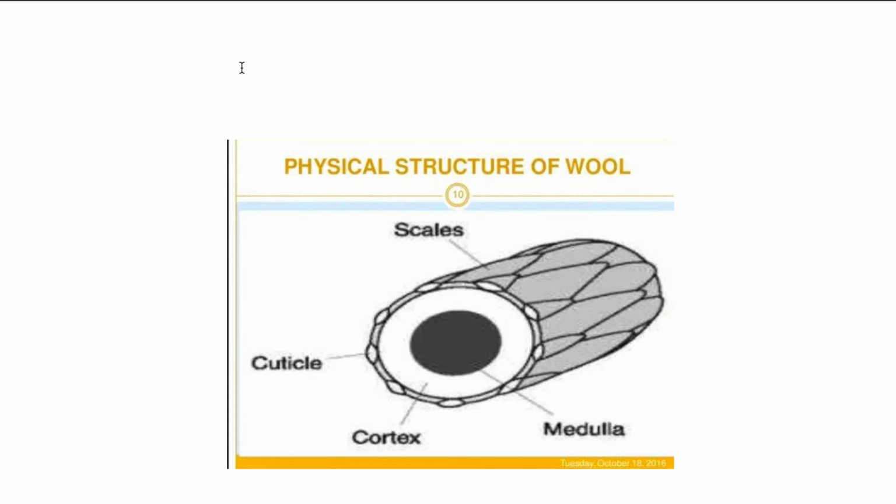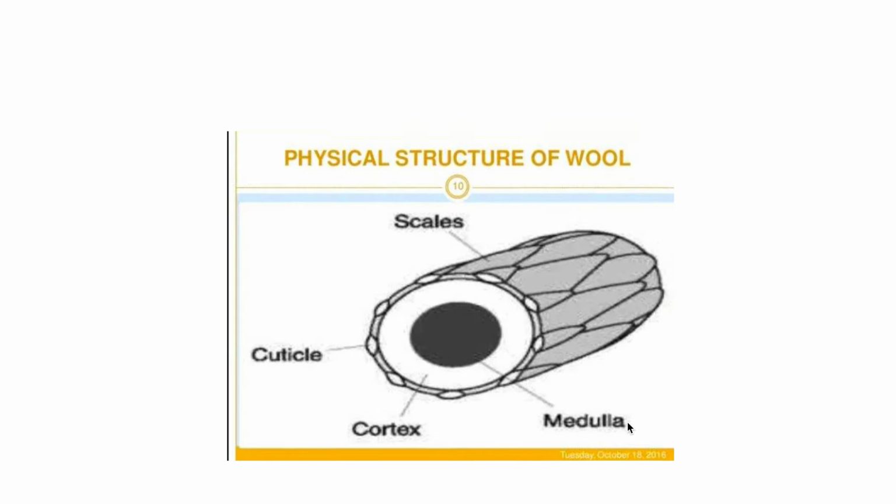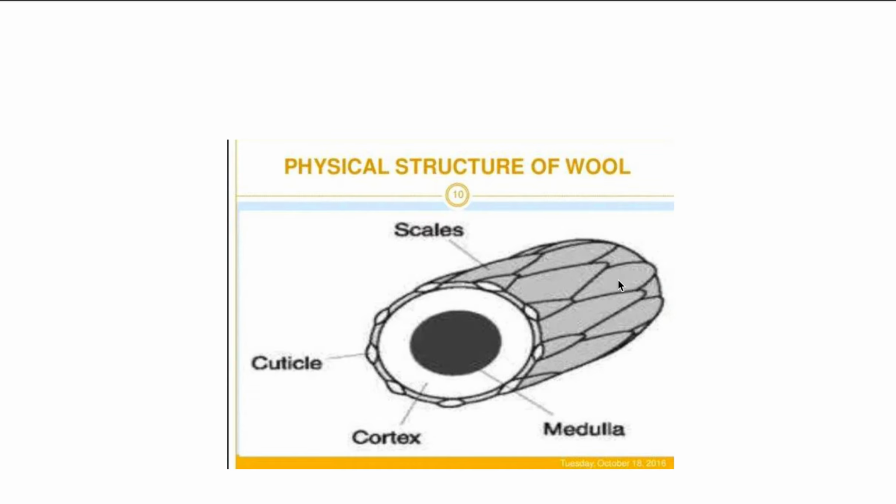Okay. Next was about the microscopic structure of wool. So it's like this. Longitudinally, you can see the hexagons forming there, and in the TS section, you see the cortex and the medulla.